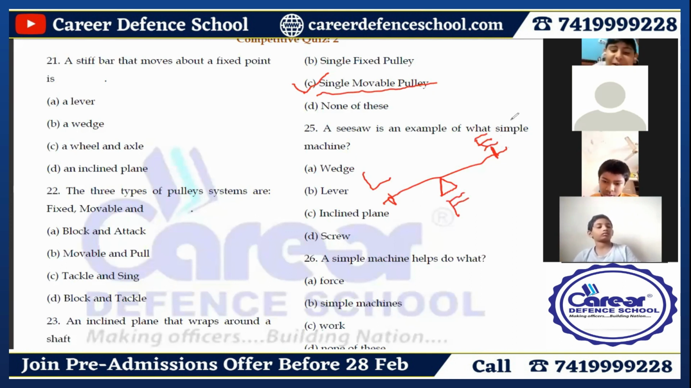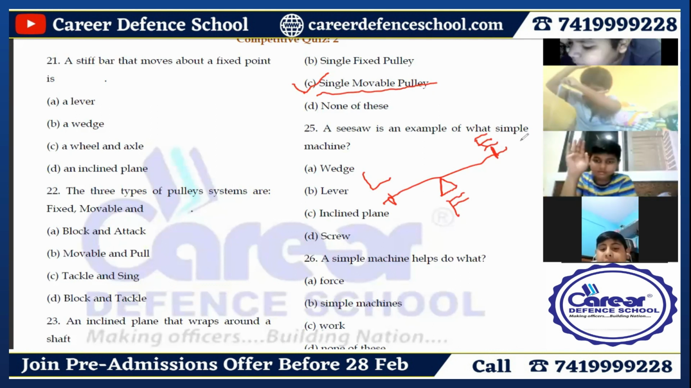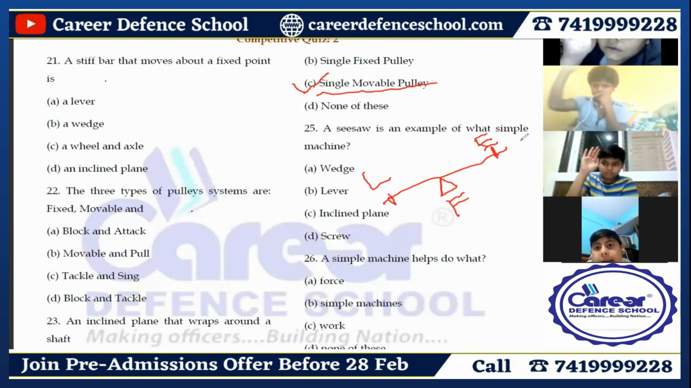Ma'am, screw. Beta, use your mind. Is it a screw? Does it join two objects? It means you are cheating from the back. Because the answer given is screw, but its answer is not screw.